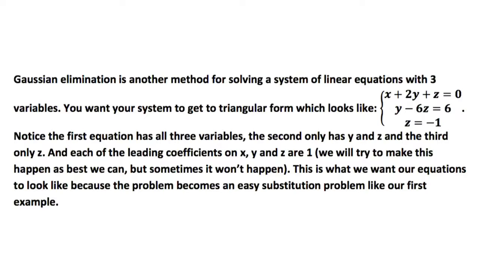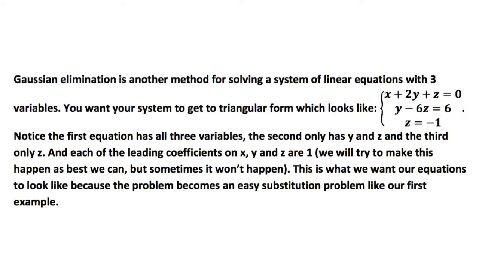You want to get your system into what we call triangular form, which looks like this that you see right here. Notice that the first equation has all three variables, x, y, and z. The second only has y and z, and then the third only has z. Each leading coefficient of x, y, and z in this example is 1, which we'll try to make happen as best we can, but honestly, sometimes it just can't. This is what we want our equations to look like, because the problem becomes an easy substitution problem, like this example that we see right here.